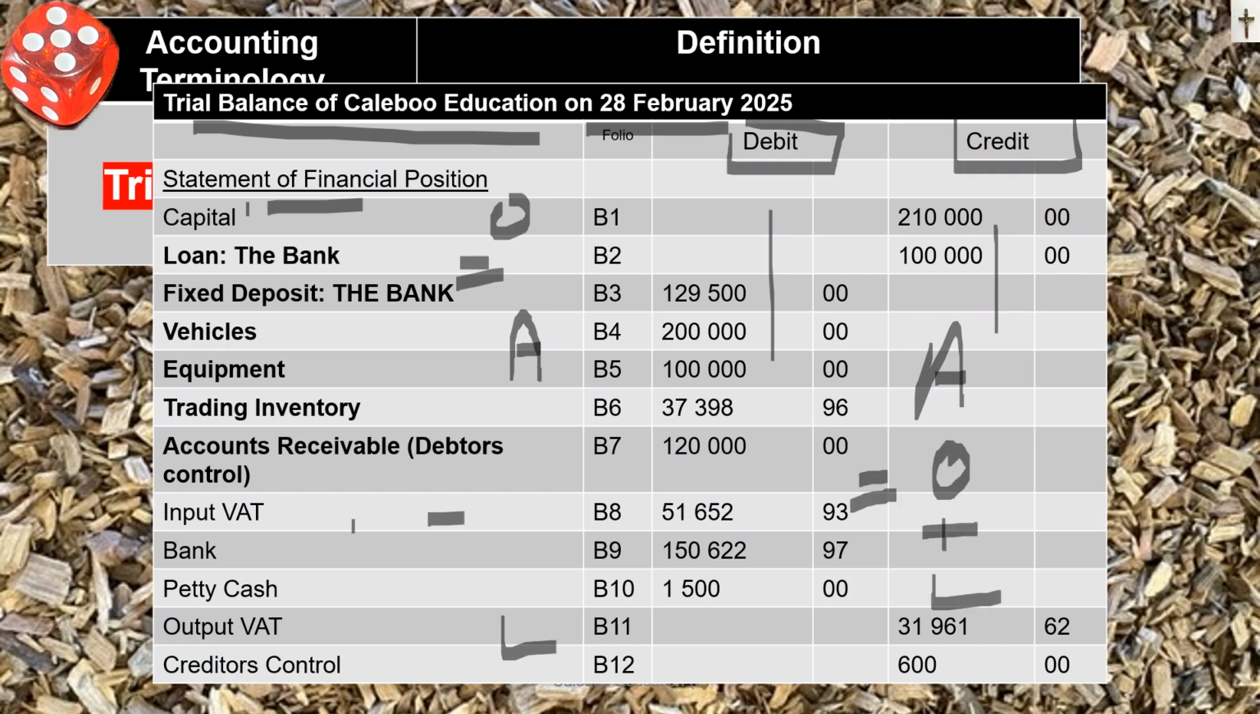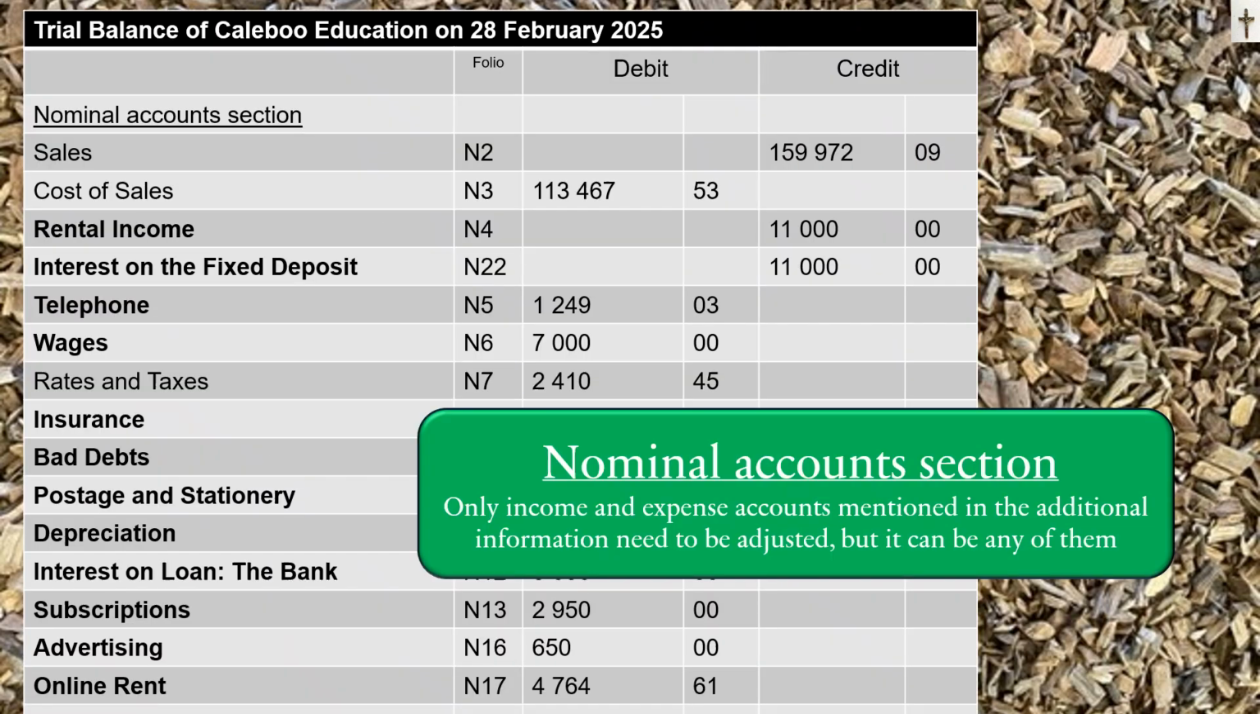But this here is a trial balance. We can see what the bank balance is supposed to be at the 28th of February: 150,622. Now this section here is the statement of financial position section of the trial balance. In the previous slide, I showed you the statement of financial position section of a trial balance.